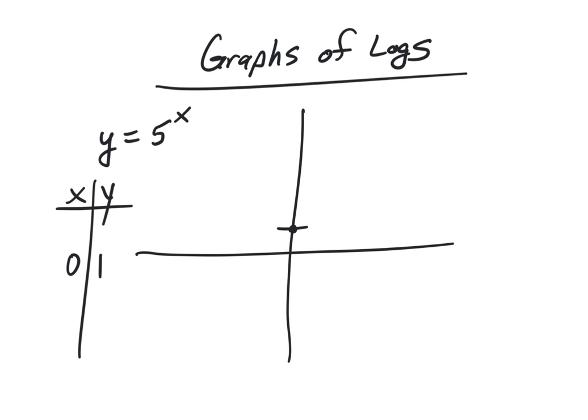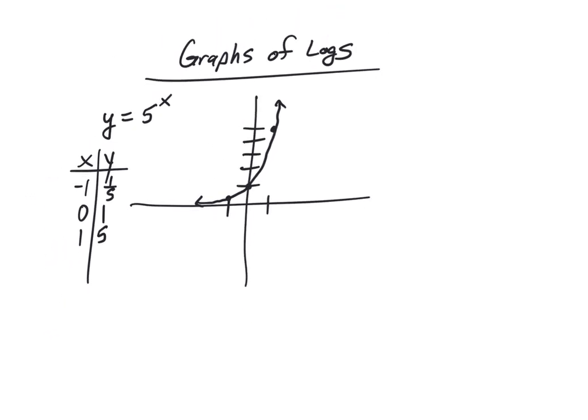I could plug in 1. 5 to the first power is 5. So I could go (1, 5). If I put in -1, we talked about yesterday how it flips it, right? And so that's really 1/5. So (-1, 1/5) would be just above the x-axis. So if I graph this, that would be our equation. That is the graph from yesterday.